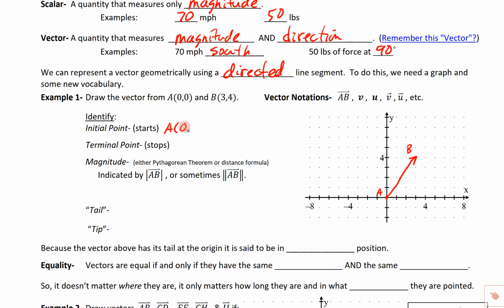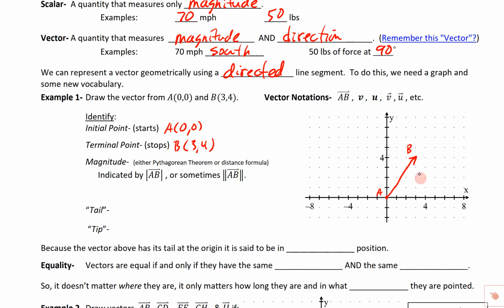So in this case, the initial point is 0, 0. The terminal point is where it stops. It ends up stopping at 3, 4, so that would be at B, 3, 4. And then the magnitude, if we want to find the magnitude of this, we can do this using the distance formula or the Pythagorean theorem.